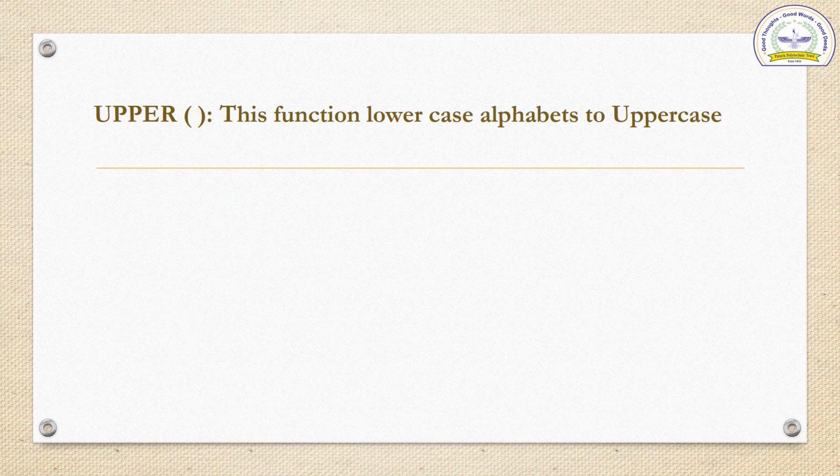The next function is the UPPER function, which is used to convert all lowercase alphabets to capital letters, that is the uppercase. The function takes only one argument. It is a string argument. For example, in the first case, the function has its argument where the first letter of the argument is capital and the rest of the letters are small. The UPPER function will convert all these small letters to capital.